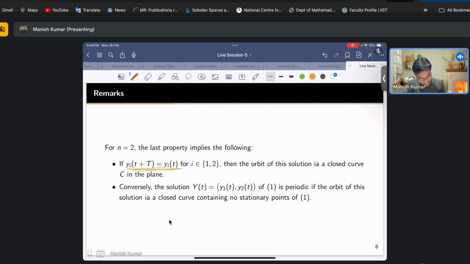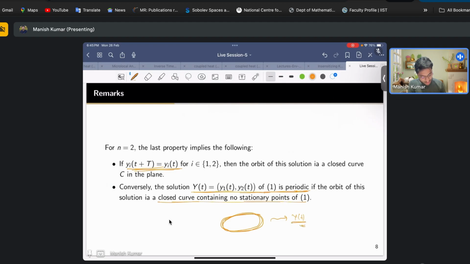And the converse is also true, that if the solution is periodic, the solution will be periodic if the orbit of the solution is a closed curve and it should not contain any stationary point. So if you draw the curve, if it comes to be closed and it is not containing any stationary point, then the corresponding solution y of t is periodic.